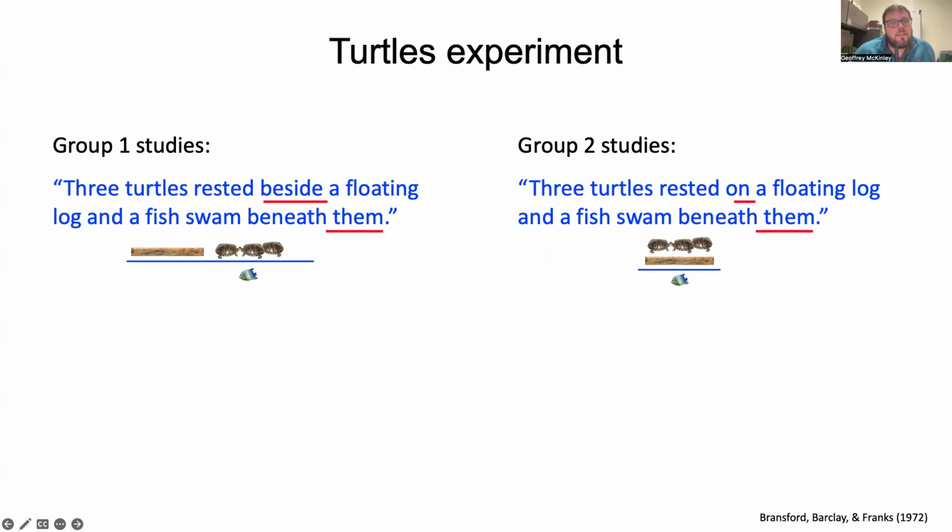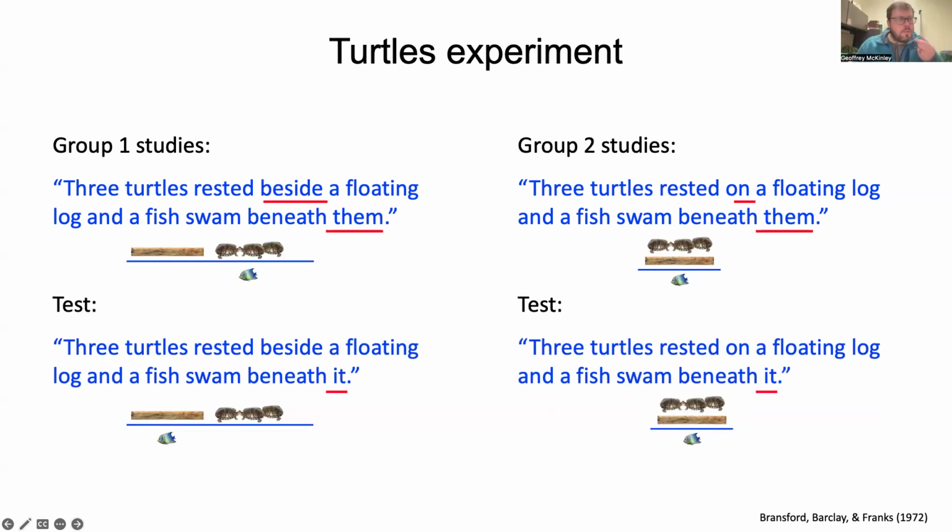So importantly, that means that there's a log, and then beside it there are some turtles, and the fish is underneath the turtles, not the log, right? Whereas group two read the sentence, "Three turtles rested on a floating log, and a fish swam beneath them," right? So now the turtles are on top of the log, and the fish is underneath the turtles, but also the log, right?